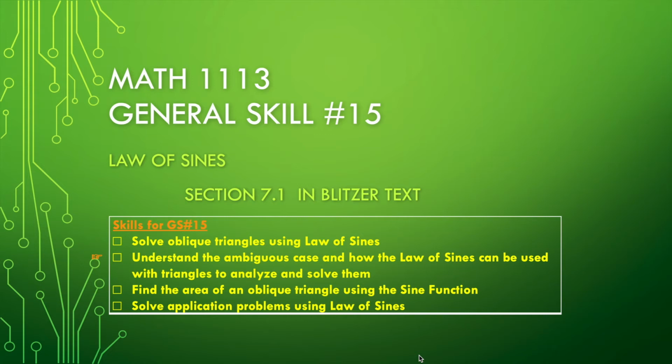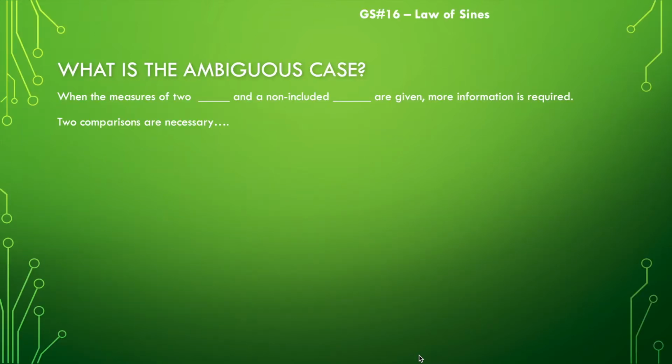Well, welcome to this continuation of our discussion about the law of sines. And not to be vague or anything, but we are going to be talking about the ambiguous case in this video. So, what the heck is the ambiguous case? Well, if you know what the word ambiguous means, it means to be kind of unclear. And that's exactly what this is.